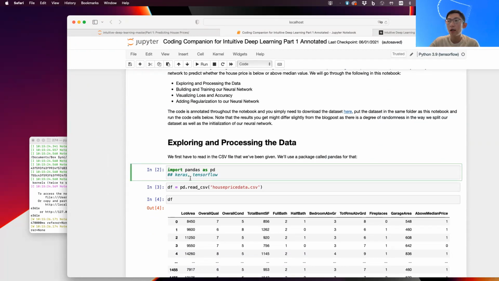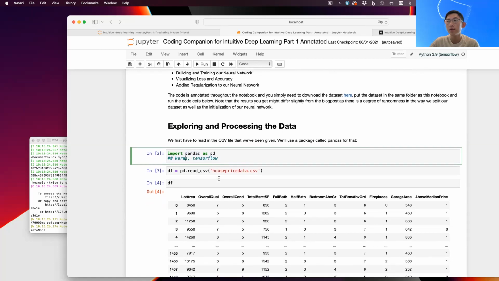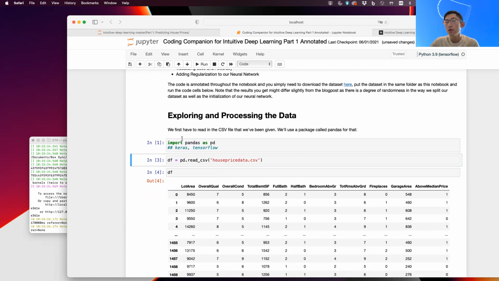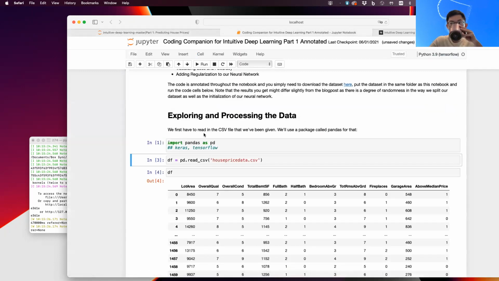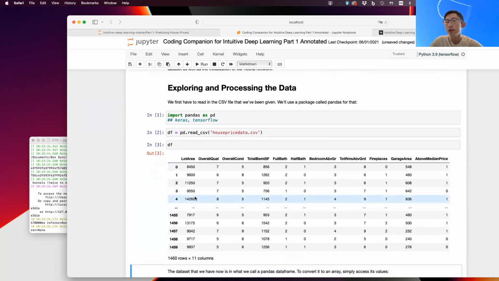Similar to R libraries, Python also has its own libraries. For example, pandas is a data manipulation library, and Keras and TensorFlow we will use later as well. So we import the libraries that we need to use, and it's house price data. You could download the data from the website. Then we load the data and print it out. It has several variables, quite a standard data structure.